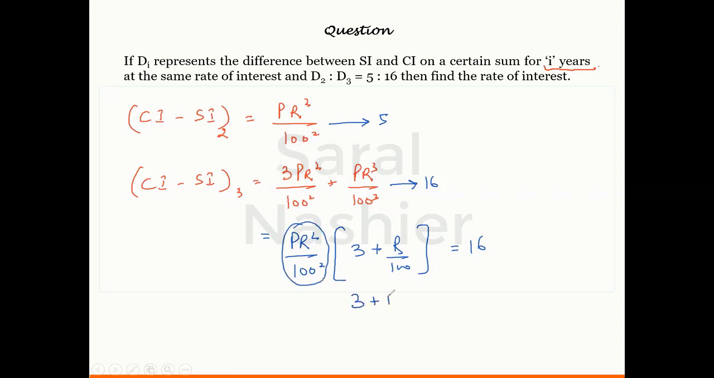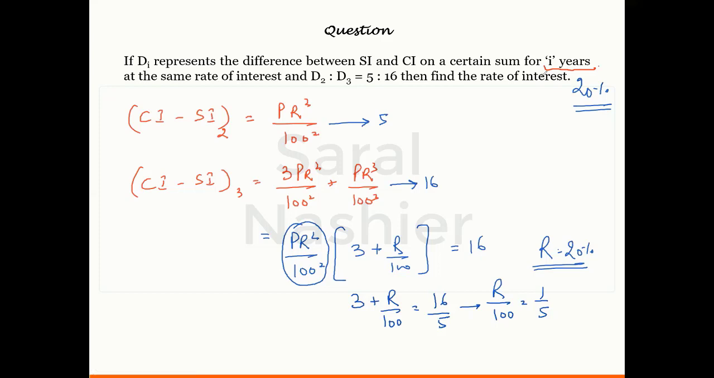This gives us 3 plus R by 100 is equal to 16 divided by 5. You further solve it, this gives you R by 100 is equal to 1 by 5. That means R is equal to 20%. So therefore, the rate of interest in this question is equal to 20%. I hope this part is clear. If we have the formulas with us, we can easily solve such a question.